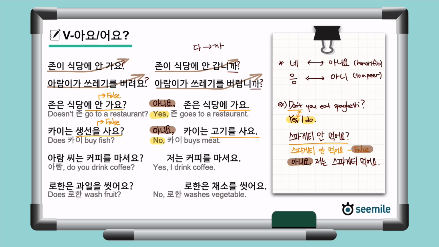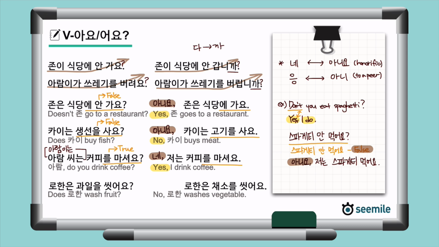카이는 고기를 사요. Next. 아람 씨는 커피를 마셔요? The fact. She does drink coffee. So now, since it's true that 아람 drinks coffee, this time the answer should be 네, 저는 커피를 마셔요. For your reference, 씨 here is a bound noun that's always placed after a person's name to address or refer to him in a deferential manner. But if you notice that the speaker doesn't do so, maybe it's because 아람 is younger than him, and in that case, he would just say 아람이는.